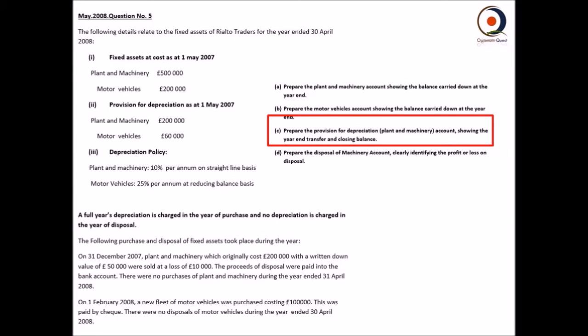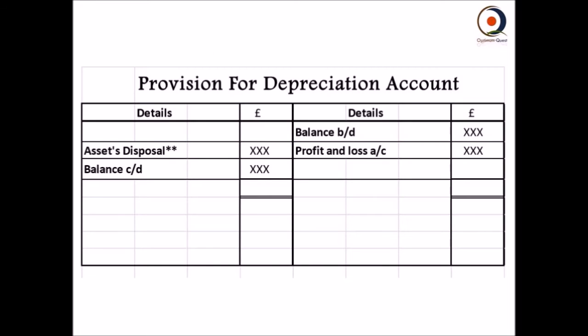The next requirement is to prepare a provision for depreciation account of plant and machinery. So before we start, let's take a look at the format of a provision for depreciation account and recall what we learned in the last class. This is the format of a provision for depreciation account. We have balance BD and profit and loss account on the credit side, and asset disposal and balance CD on the debit side. I will be explaining what each of these items stands for.